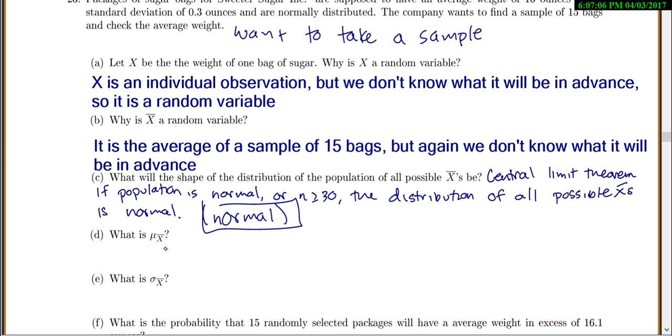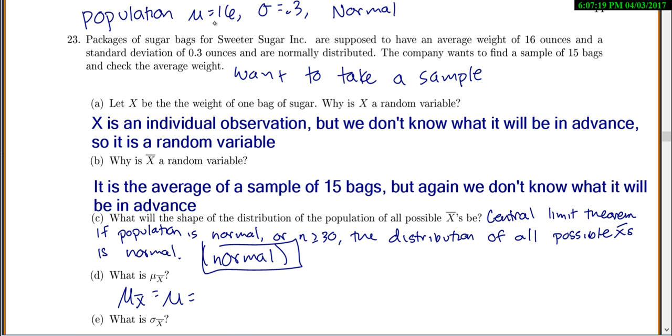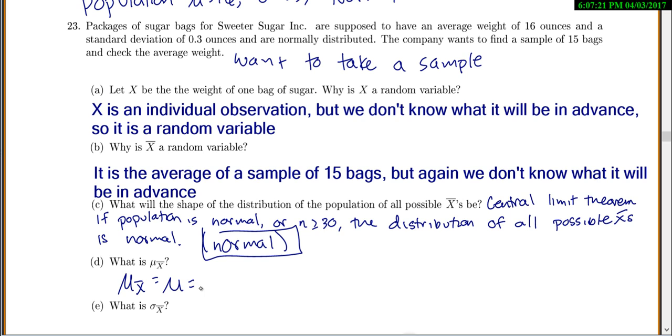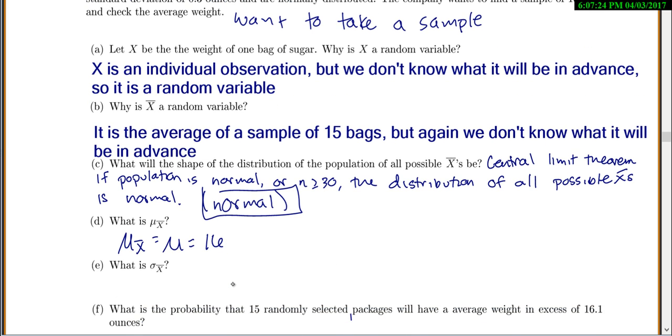What is the mean for all the possible values of x bar? So mu with the x bar means what's the mean for the distribution for all the possible x bar values, but it's always just equal to mu, which is equal to your original population mean, and we said that is 16. And the standard deviation for all your possible sample means is just equal to your original population standard deviation over square root of n. Okay, we said sigma up above is 0.3. So 0.3 over the square root of 15 equals 0.0775.